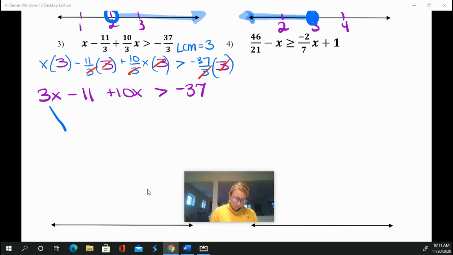So now we want to combine like terms on the left side, 3x plus 10x. Remember, like terms are terms that have the same variable and the same exponent. So if both terms have an x, in order to combine them, we add the coefficients. We add 3 and 10 to get 13x.